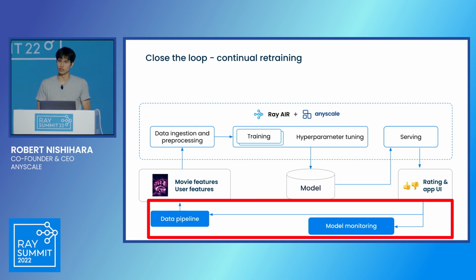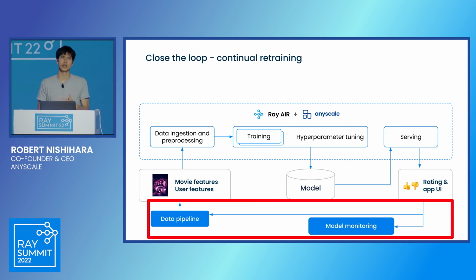And the reason you would want to do this is that a lot of companies have seen for recommendation systems that as the world changes around you, your recommendation performance gets worse over time. And so being able to train and update your recommendation models on the latest data can lead to improved and more relevant recommendations. So there are two parts to this.